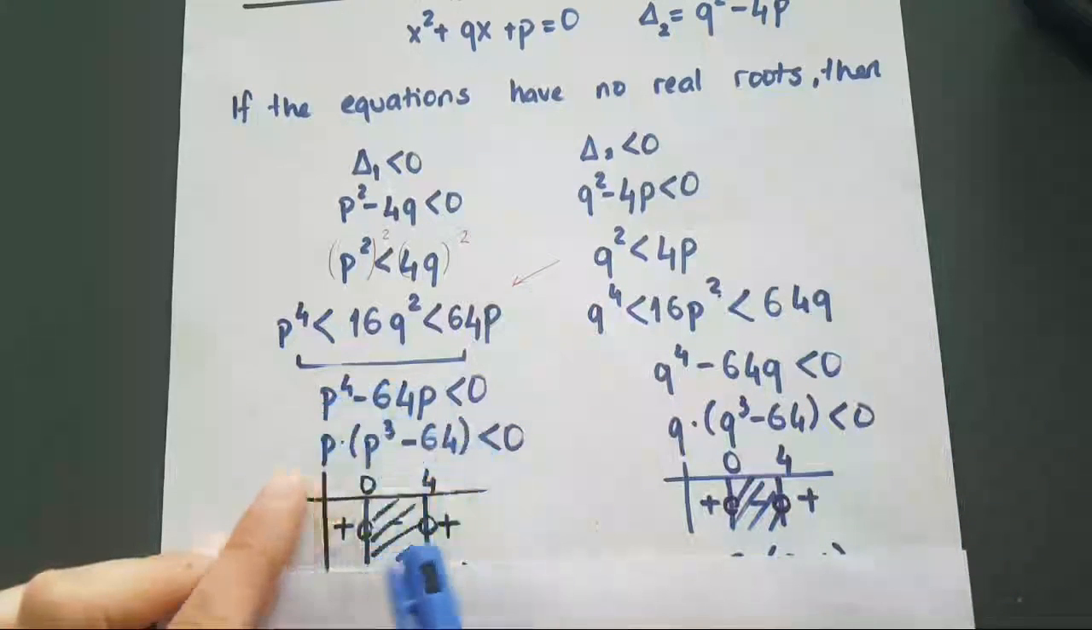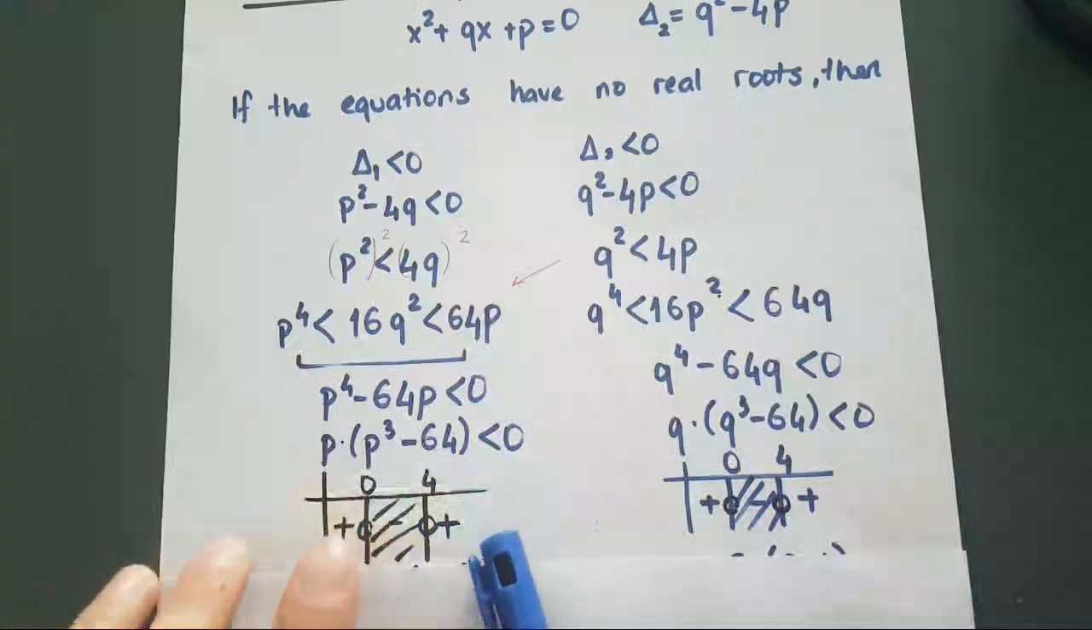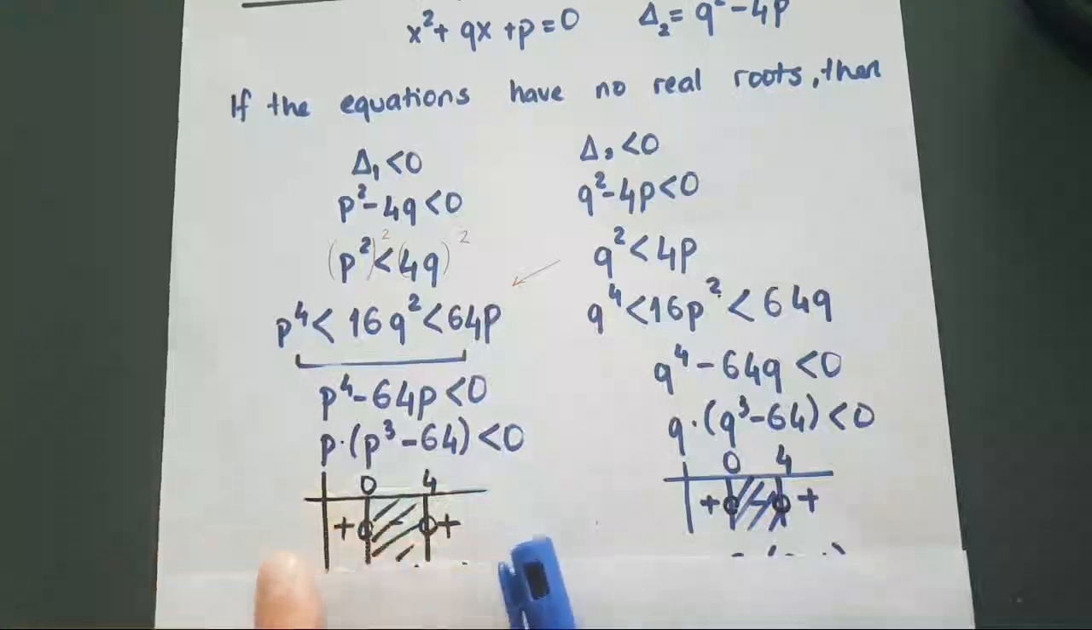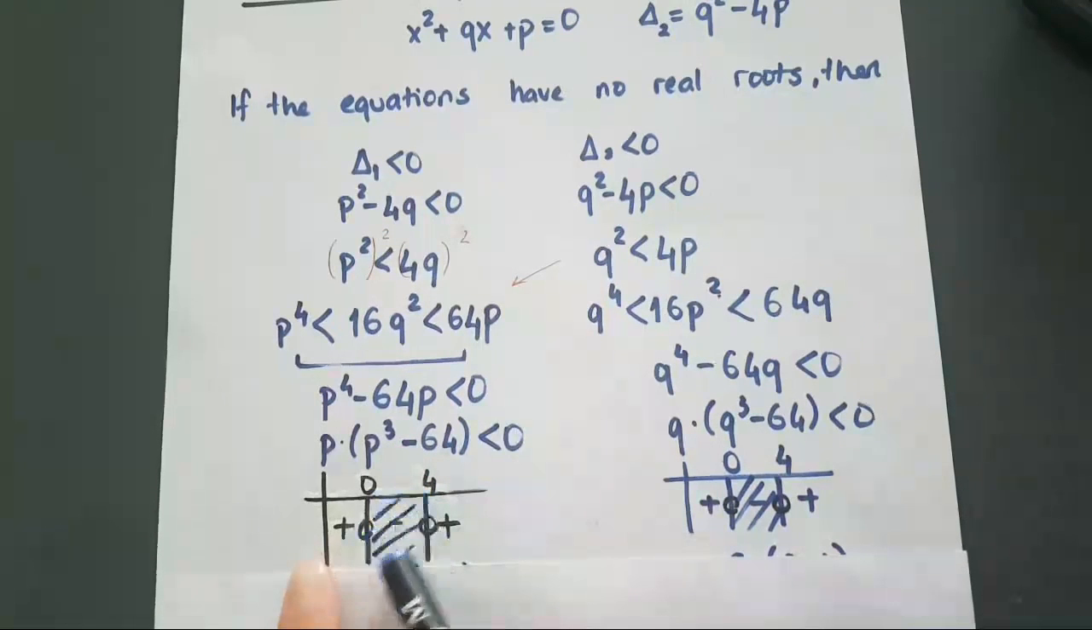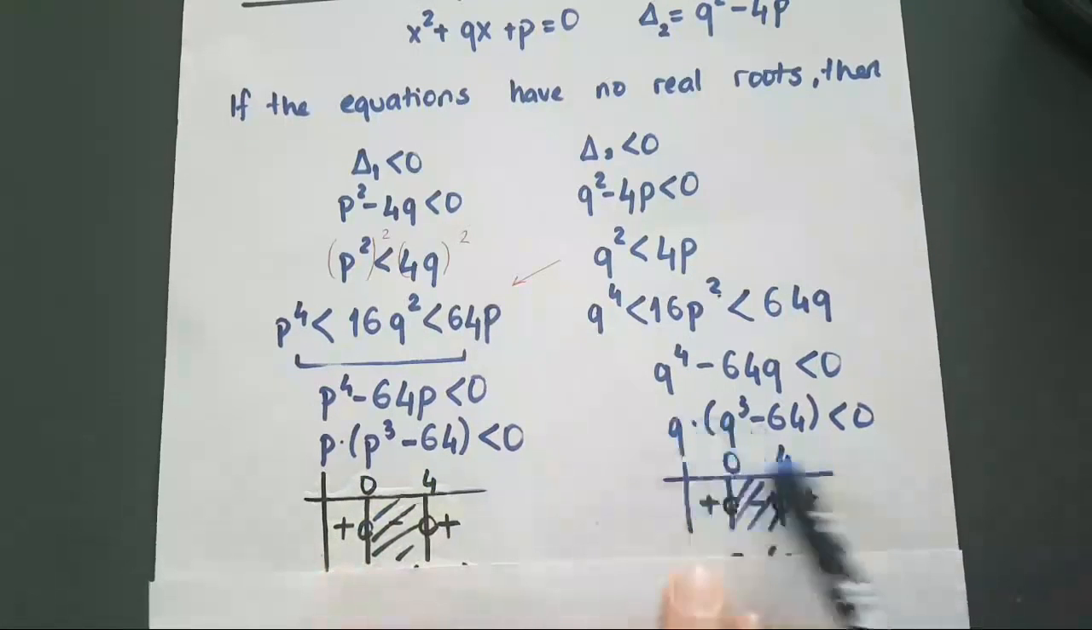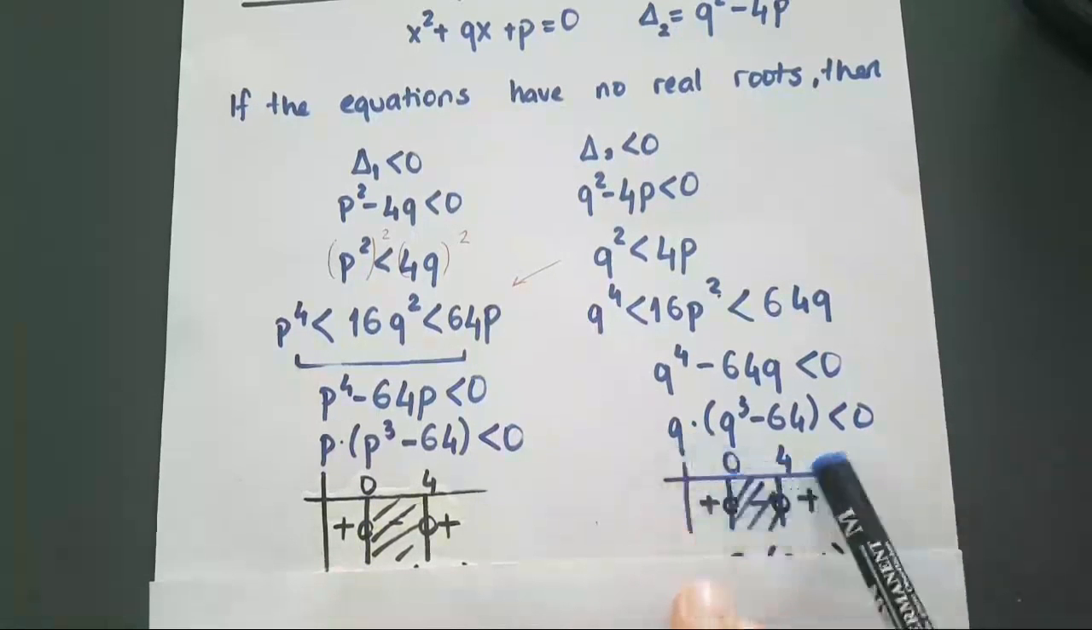When we check for numbers greater than 4, they will be positive. So I started with plus, plus, minus, plus, and since the inequality is smaller than 0, I have to shade the negative part. So the solution set will be from 0 to 4. In the same way, if I check the solution set by the help of the sign chart, the solution set for q will be from 0 to 4.